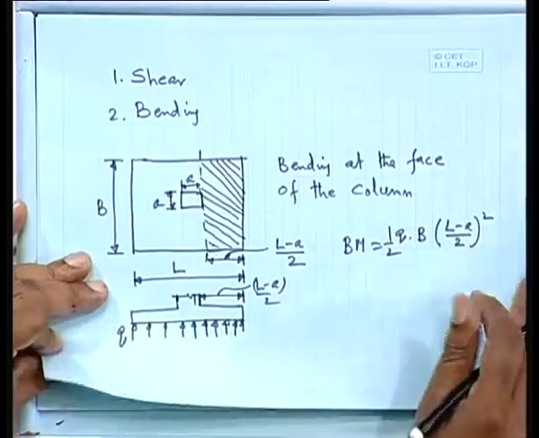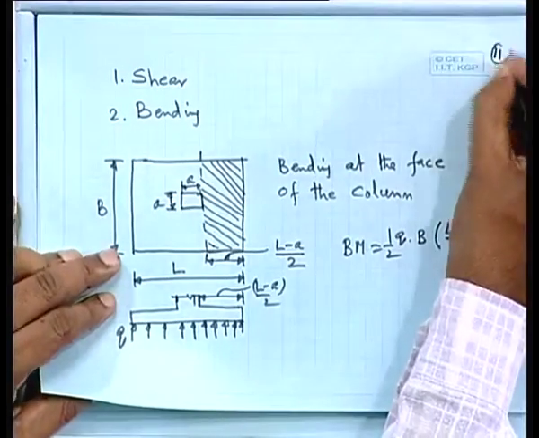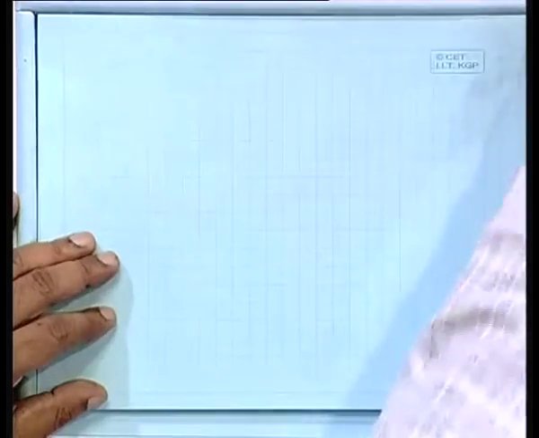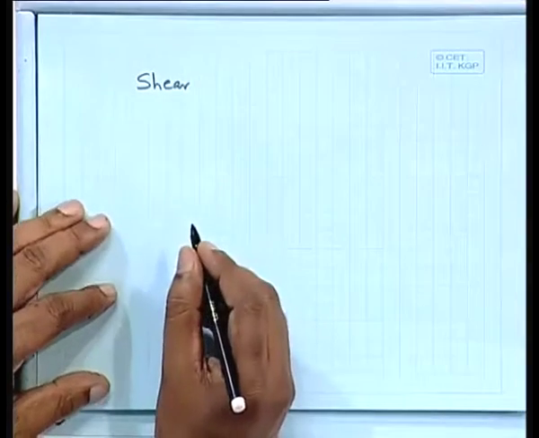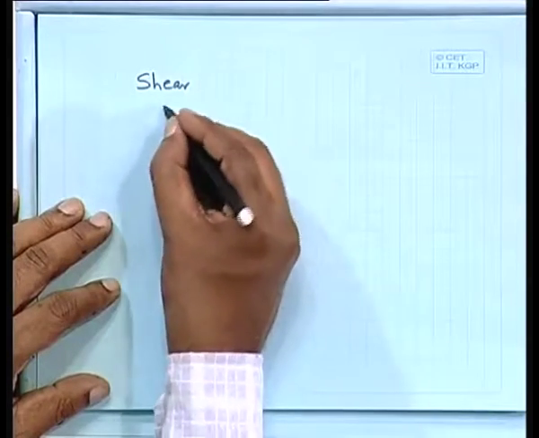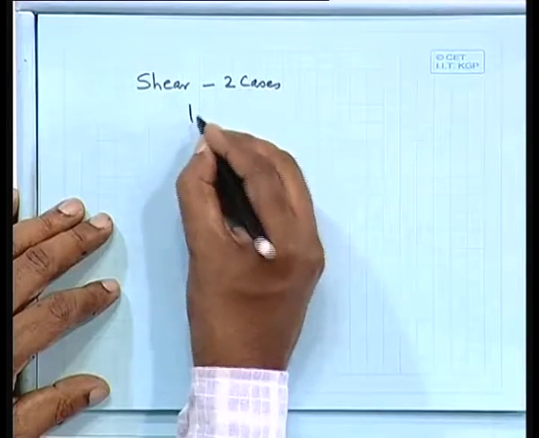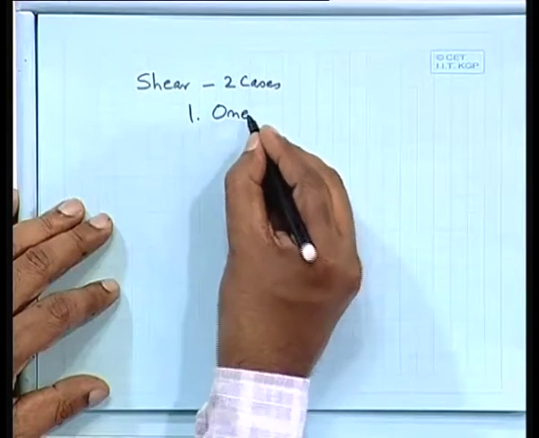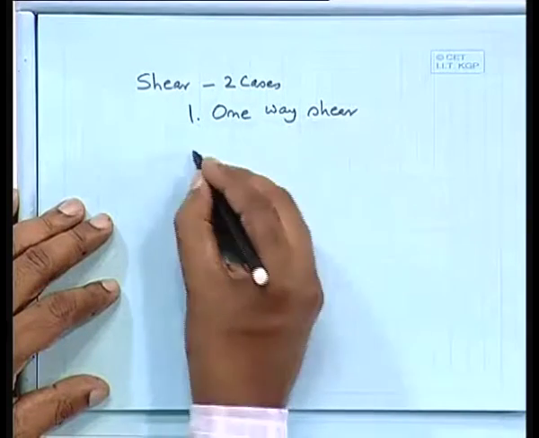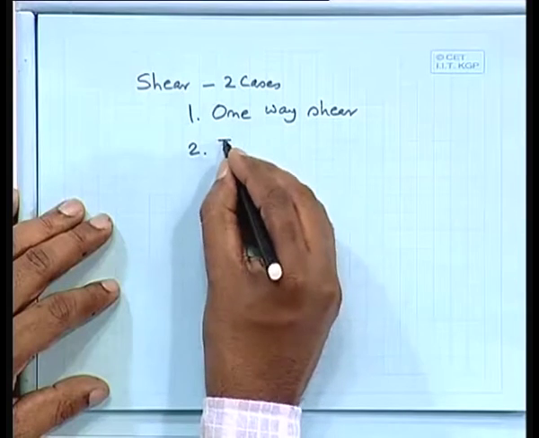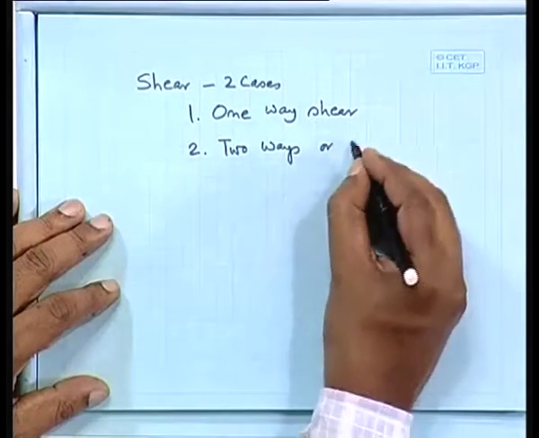Next one we shall get is shear. Shear we have two cases. One we call one way shear, the other one is called two ways or punching shear.